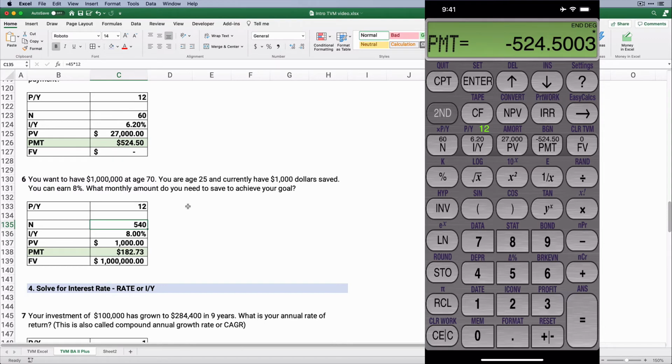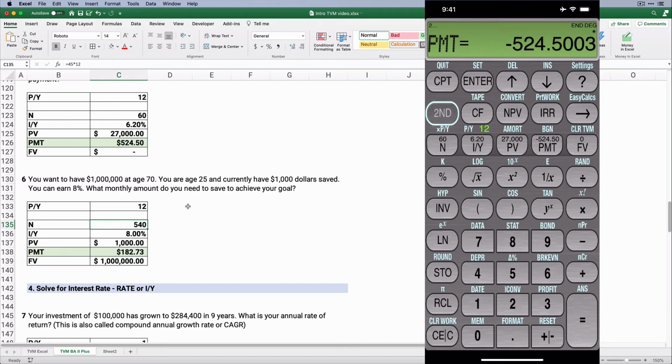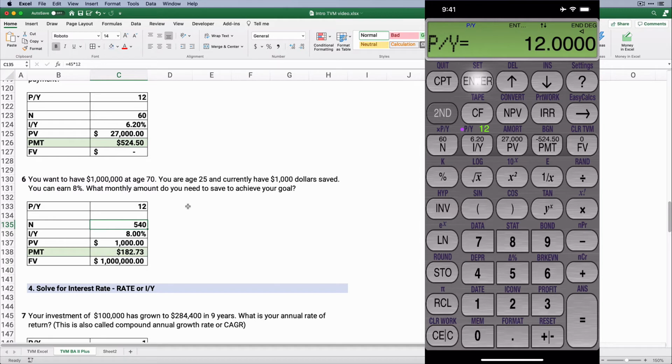So let's show you how to do it on the calculator. We already have periods per year set to 12, but if it wasn't set, we do second function, periods per year, 12, enter, and then clear out of that. 540 is N, 8% is I, 1,000 is my present value, and I want it to be $1 million.